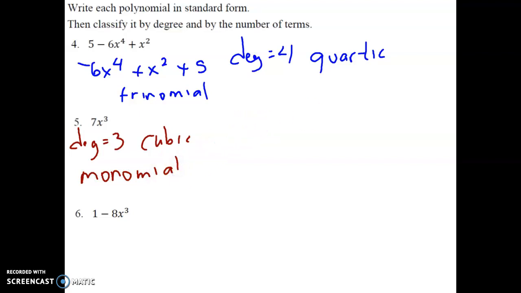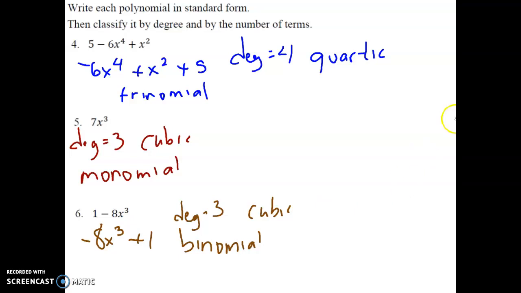All right, last one down there, putting it in descending order. Highest exponent down to the lowest exponent. All right, the highest exponent that I see here is 3. So just like before, this one is going to be cubic. But instead of being a monomial like number 5, I see 2 terms, which makes this one a binomial.